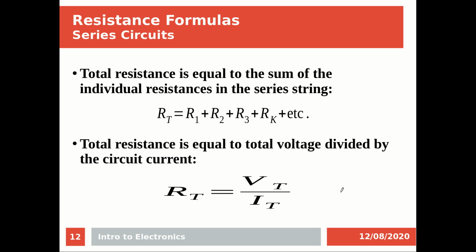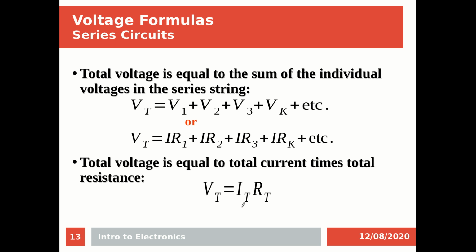Now the total resistance is the sum of all of them. I sum R1 and R2 and R3, R4, and so on to the end, and this is the total resistance. Or you can use Ohm's law, VT over IT, the total voltage in this circuit over the total current, okay. Now the voltage again is your summation. You use the summation for the total voltage.